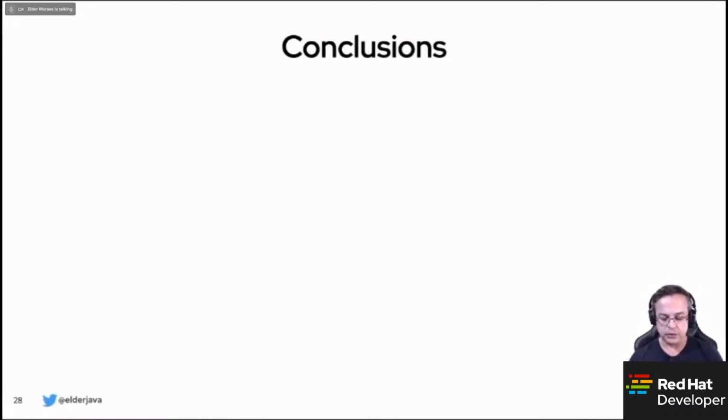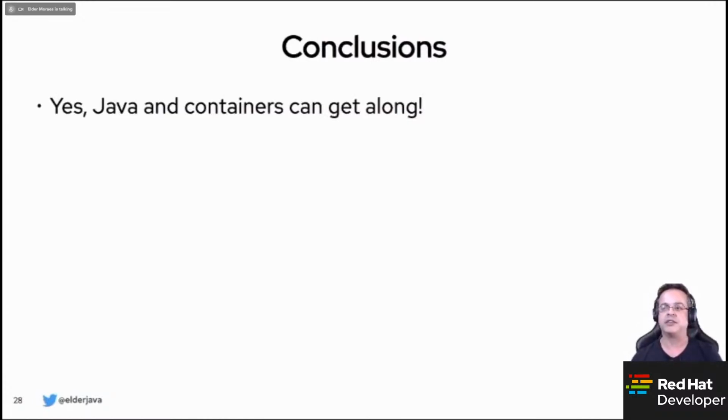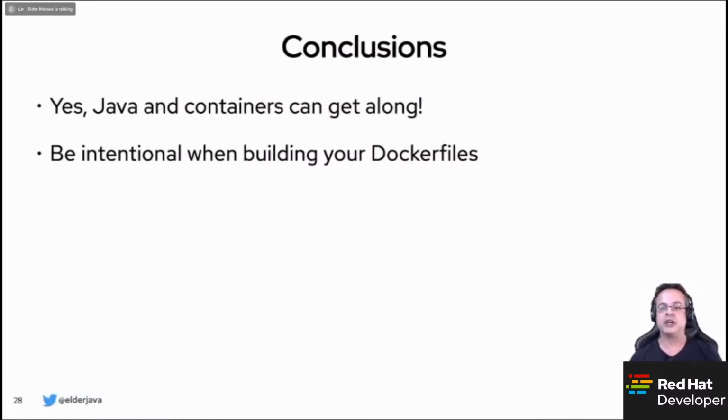All right, so we have some conclusions here at the end. Yes, Java and containers can get along, can be friends, can live together and be very successful. You need to be, and you should be, very intentional when building your Dockerfiles, okay? So don't just go ahead and start throwing commands and files and whatever inside the Dockerfile.